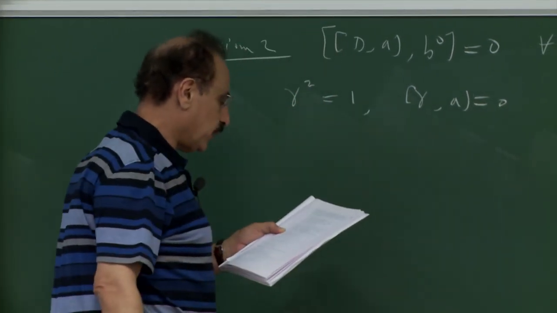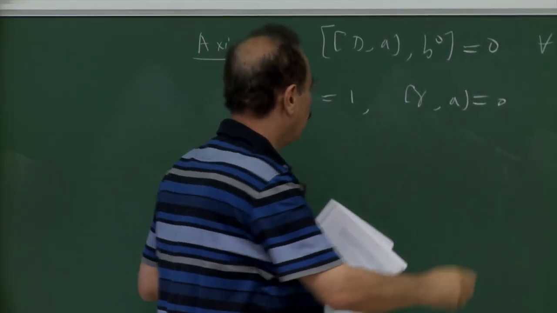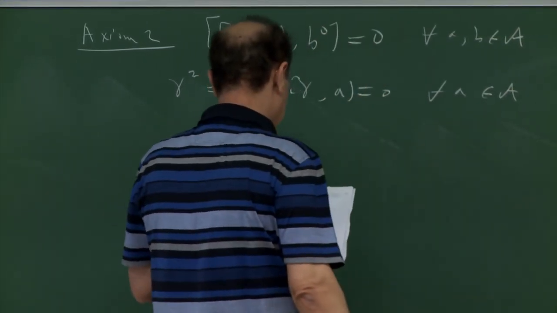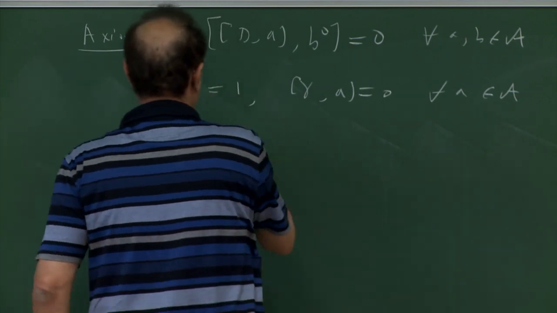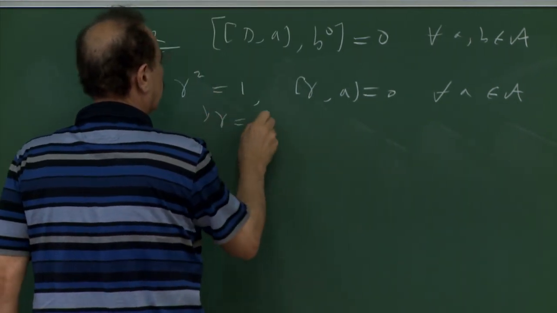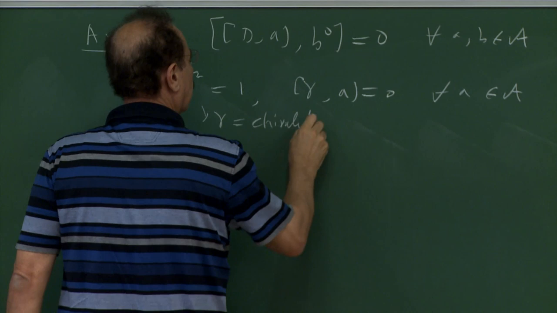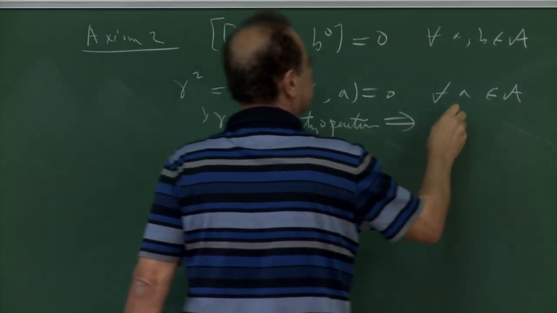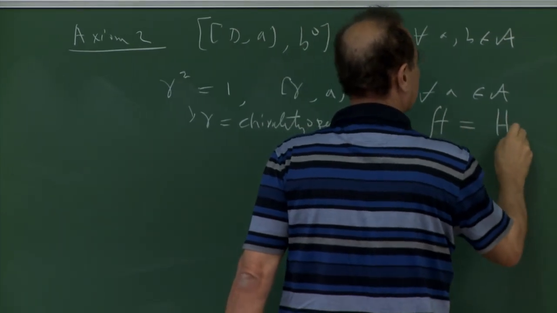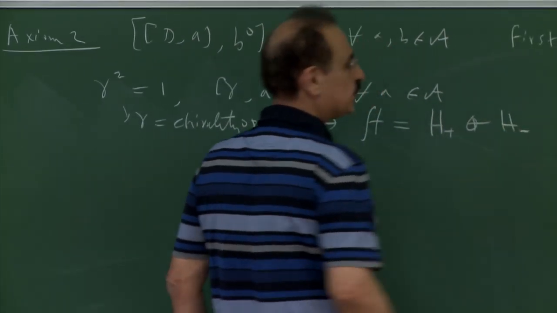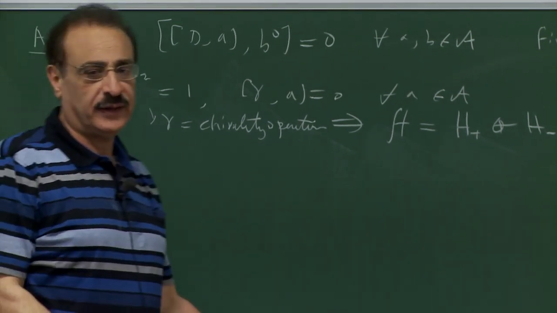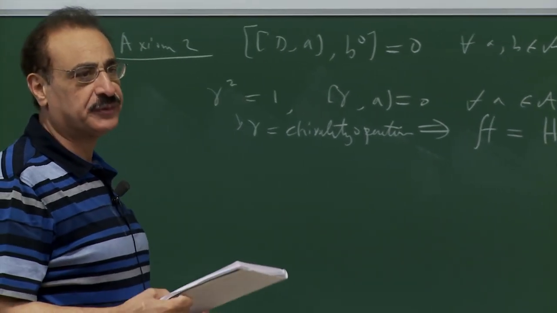Gamma commutes with elements of the algebra, for all a element of A. Therefore gamma is the chirality operator, which implies the Hilbert space would split into H plus and H minus, which has implications for physics, because it tells us that you are really going to get left-handed spinors and right-handed spinors.